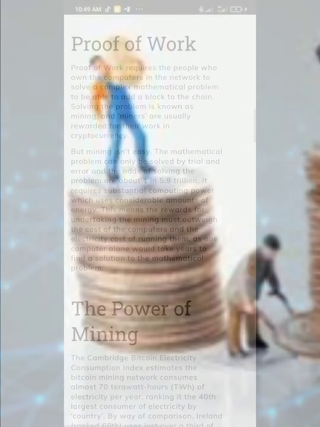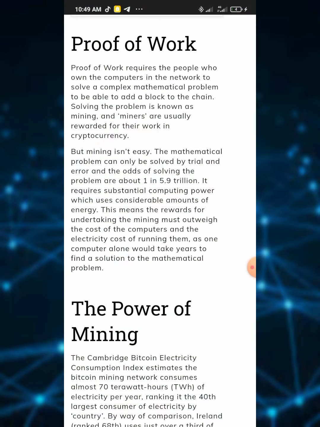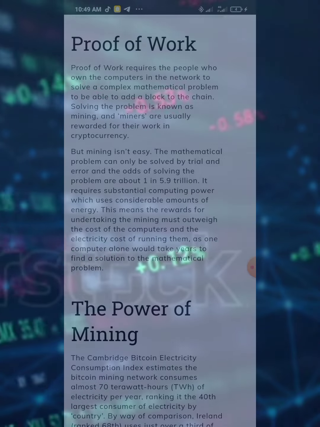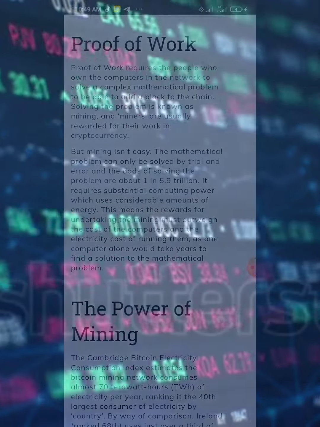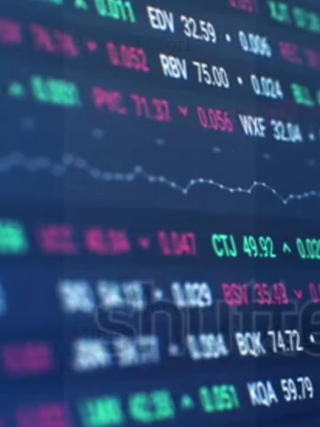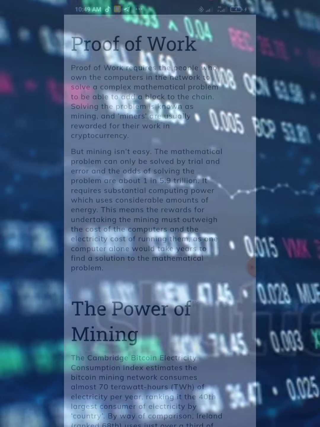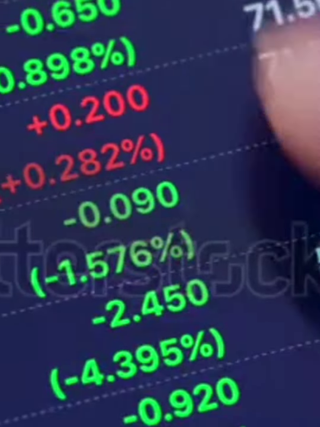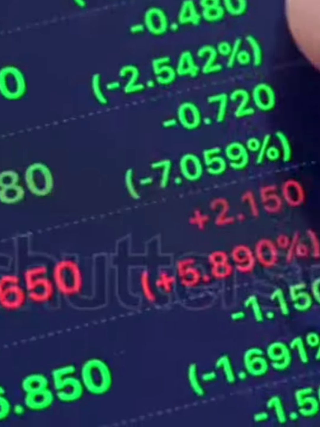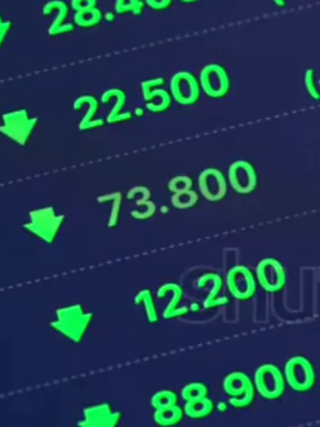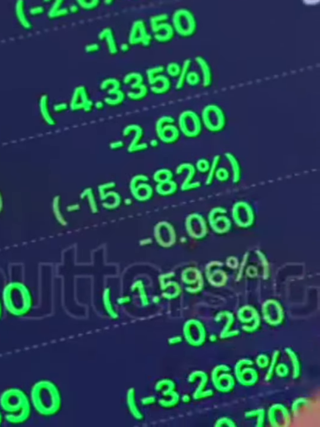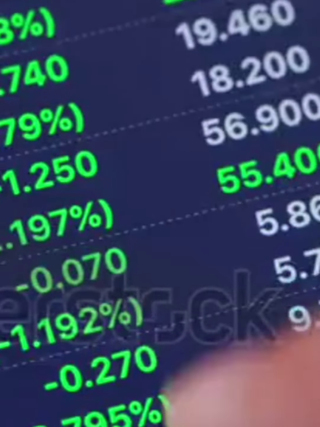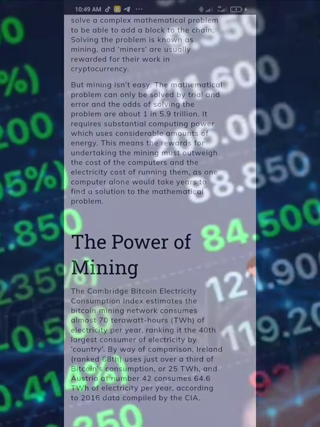So mining is not actually easy. Mining is solving a mathematical problem that can only be solved by trial and error, and the odds of solving the problem is about 1 in 5.9 trillion. So guys, this is why mining is important in the blockchain technology, because if miners are not there, transactions won't be validated, won't be authorized.